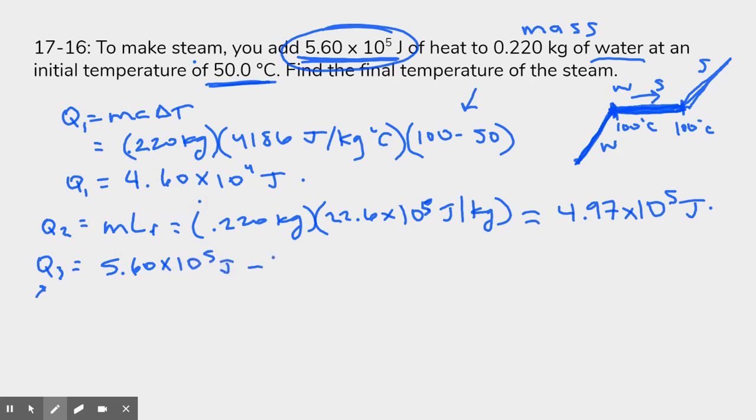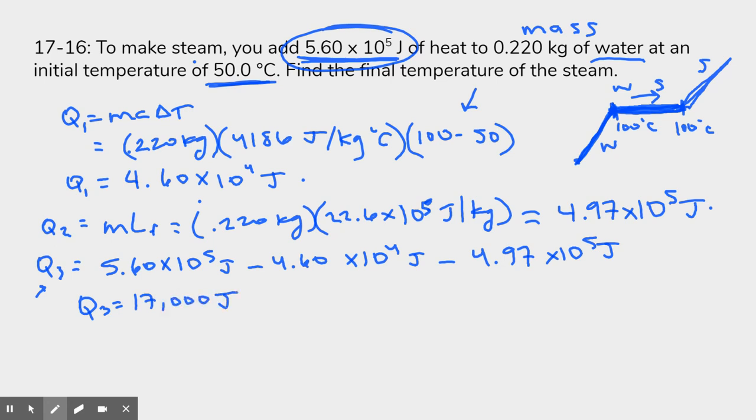So that's 5.60 times 10 to the fifth joules. Then we're going to subtract this one, 4.60 times 10 to the fourth joules minus 4.97 times 10 to the fifth joules. After we subtract these, you should find a value of 17,000 joules. Okay, so that's how much heat still needs to be added. Or that's how much heat is left over.